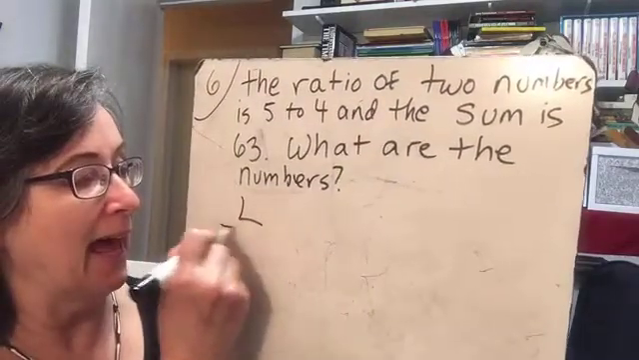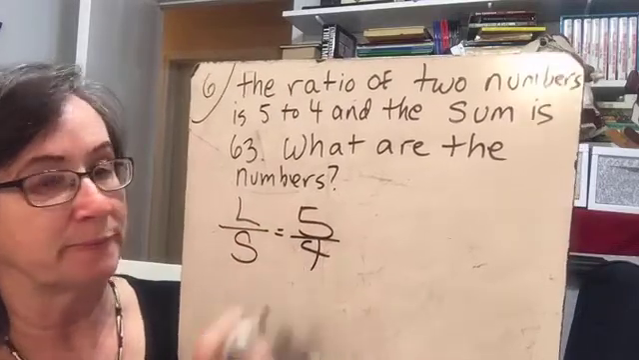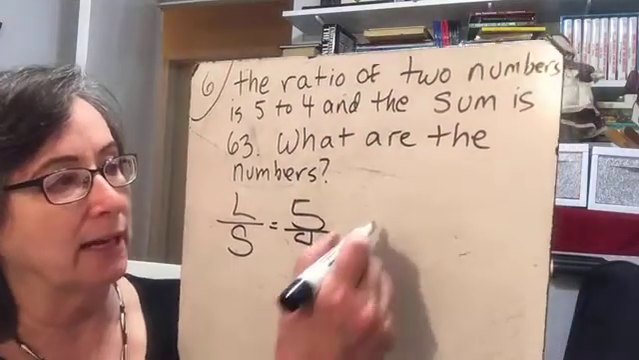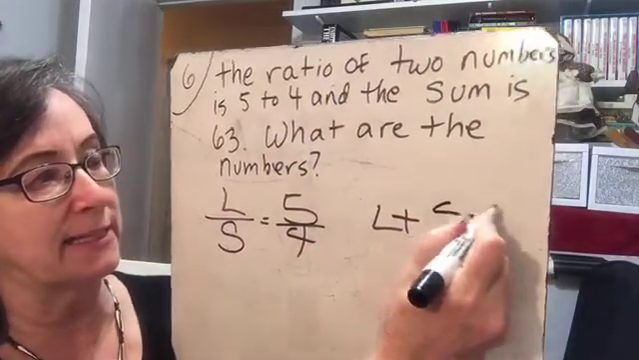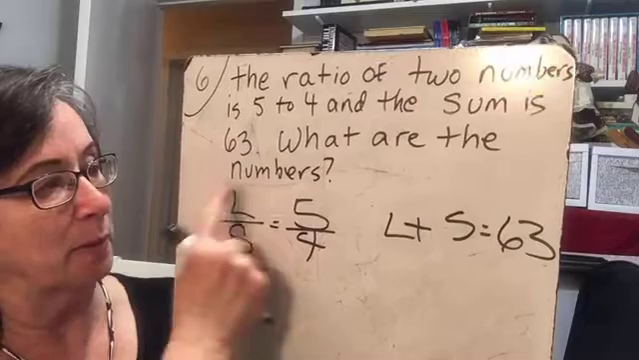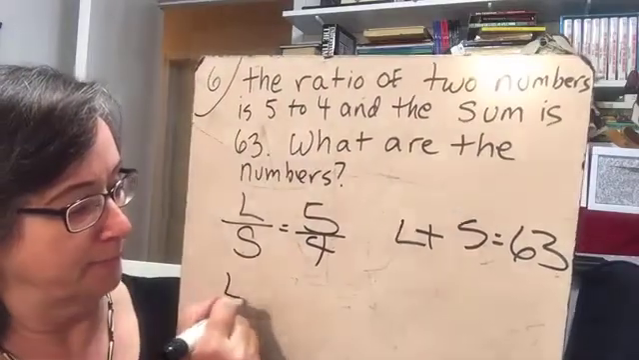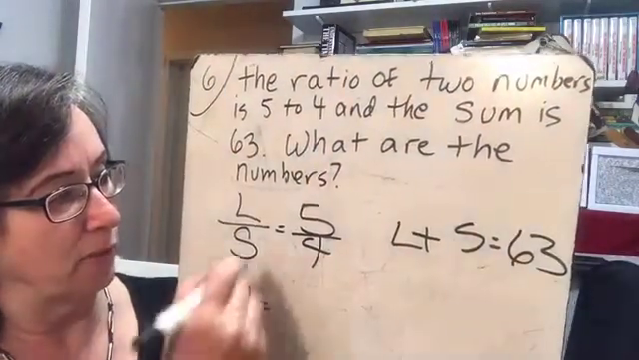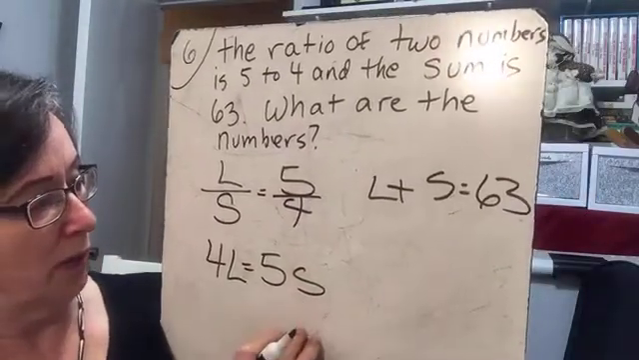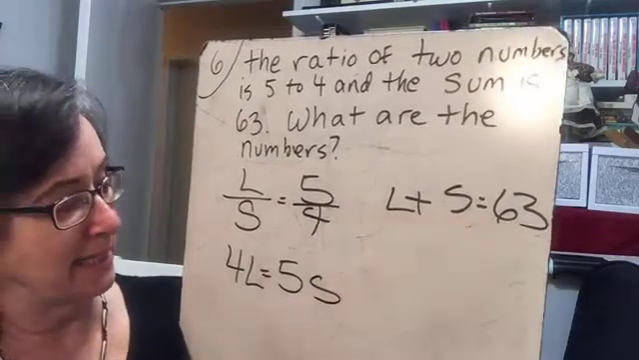So can I say L is to S as 5 is to 4? I can, can't I? Okay, and then the sum of the two numbers is 63. So L plus S is 63. So now let's look at this. We have a proportion, and we can cross multiply on a proportion, and we could get 4L is equal to 5S. Okay, and then we could do some substitution if we want to do that now. And then L plus S is 63.